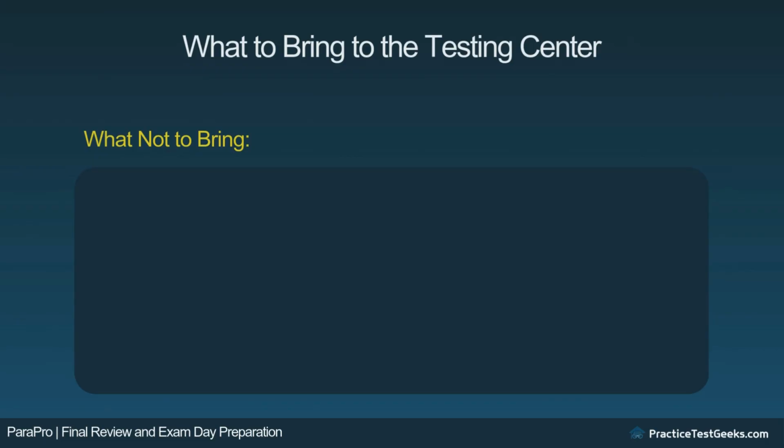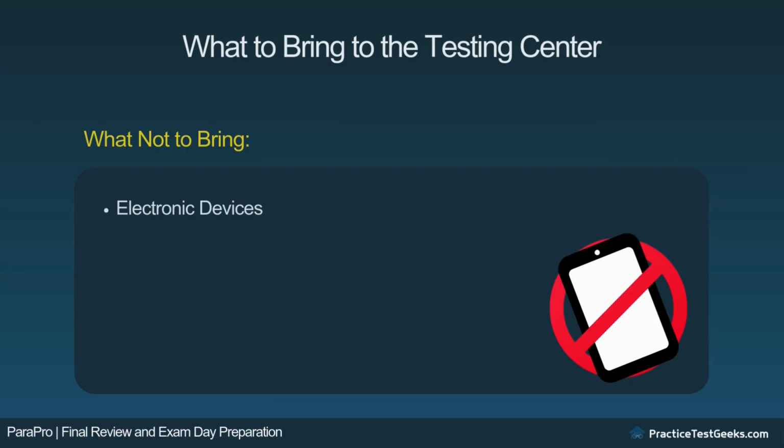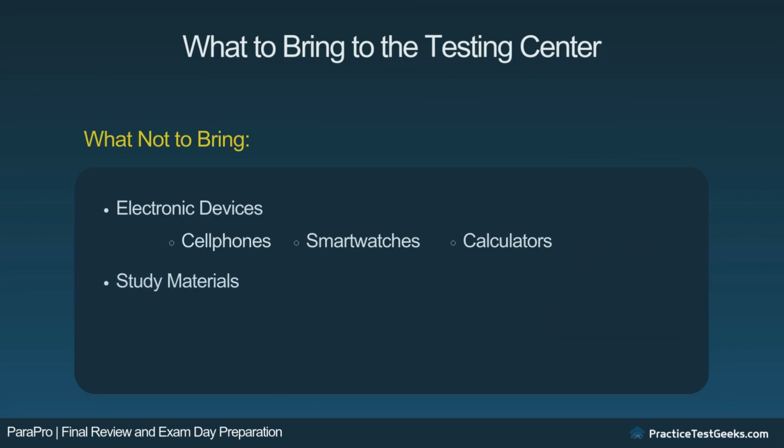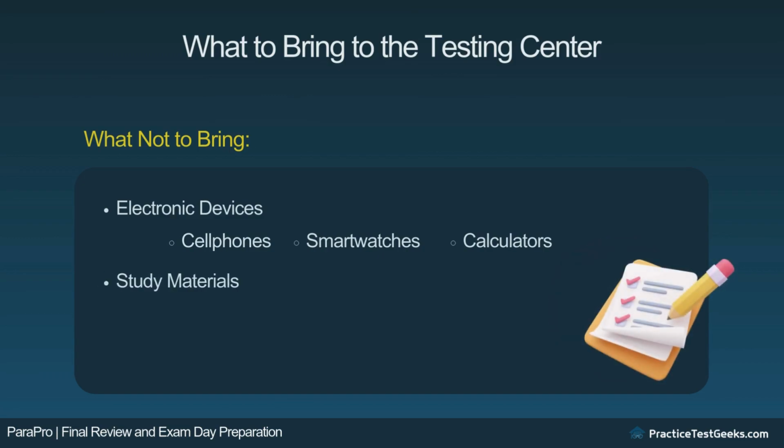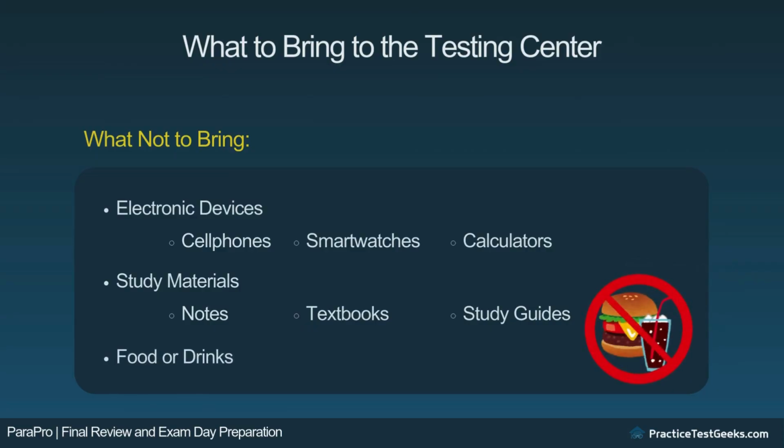Here are the things not to bring. 1. Electronic devices. Most testing centers prohibit the use of electronic devices, including cell phones, smartwatches, or calculators, unless specified. 2. Study materials. Do not bring any notes, textbooks, or study guides into the testing area. 3. Food or drinks. Unless permitted by the testing center, food and drinks are generally not allowed in the testing room. Be sure to check with the center regarding specific rules.